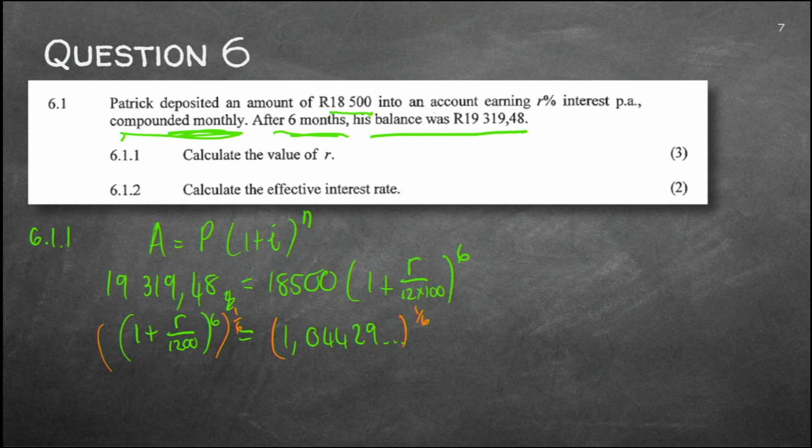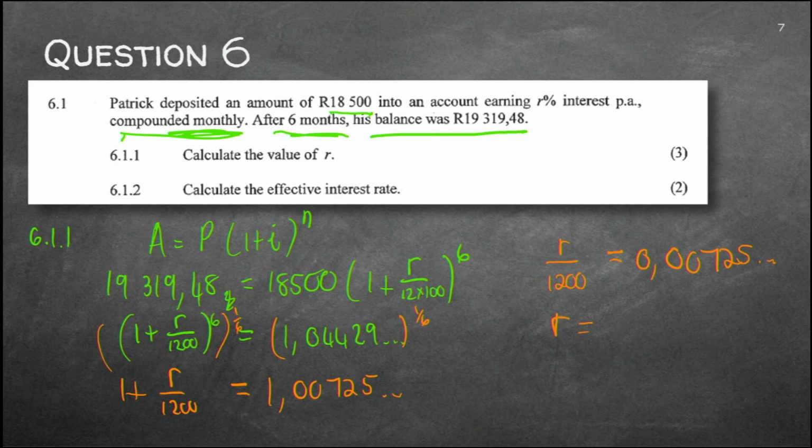So I will just get that R over 1,200, let's rather do it like this, 1 plus that would give us 1.00725, and it continues on. Take the 1 over, and I'll get R over 1,200 is simply equal to 0.00725. Continue on. Multiply out with 1,200, and R would simply be equal to 8.7%. And that's the answer.